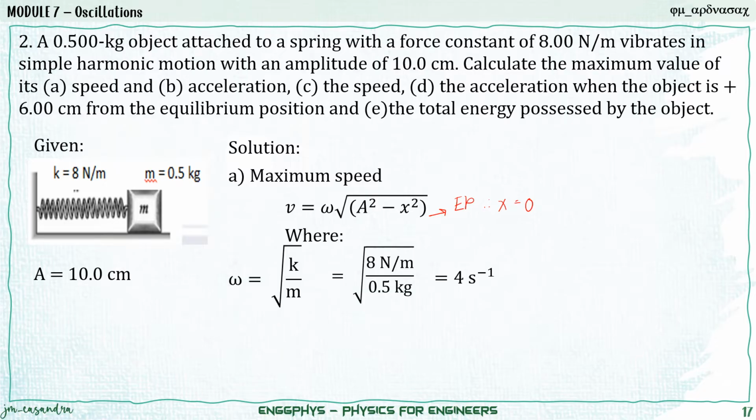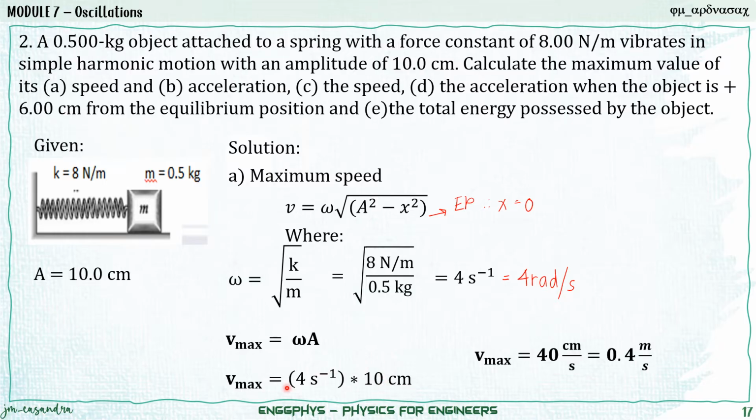So let's substitute now our values for omega and for our amplitude and x. Vmax now is simply omega times A. So Vmax is equal to 4 radians per second times 10 centimeters, or Vmax is equal to 40 centimeters per second, or 0.4 meters per second. So this is our velocity or speed of the object at the equilibrium position.